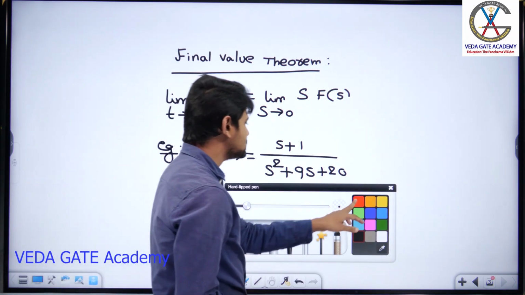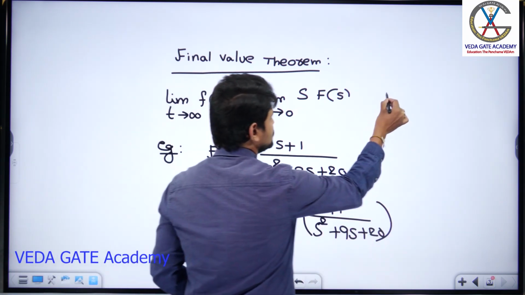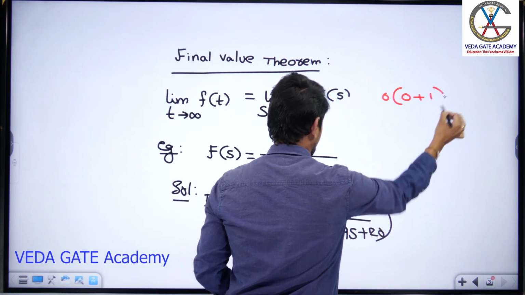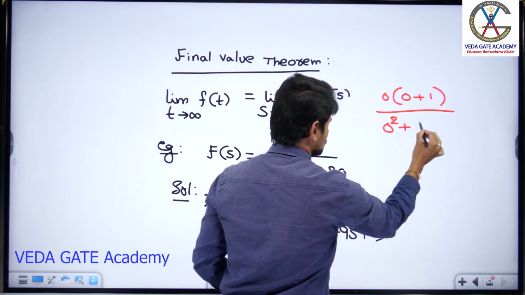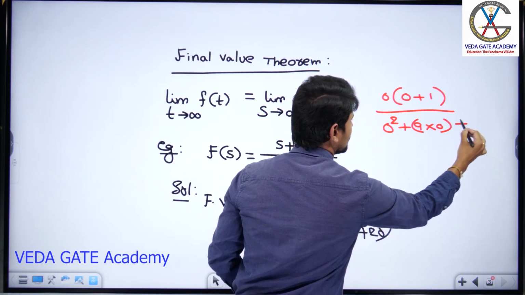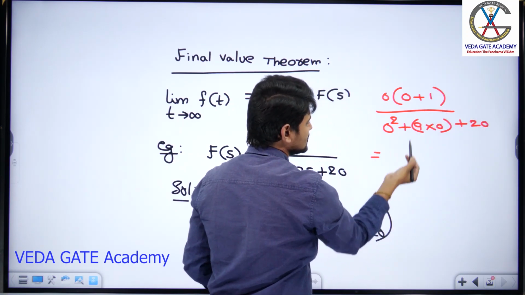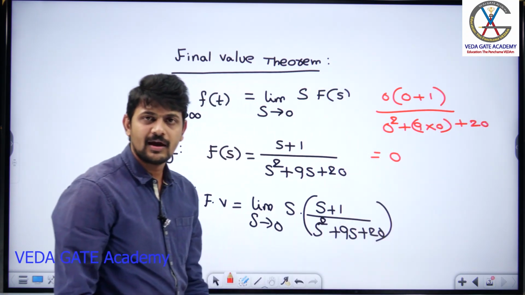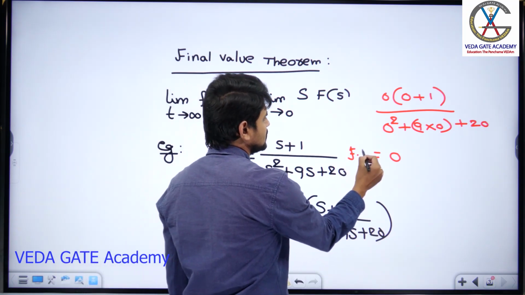Now if you directly replace s with 0, how much are you going to get? 0 into (0 plus 1) divided by (0 square plus 9 into 0 plus 20). Am I correct or not? Right? 0 into something. There is no need of doing this entire thing. In a single answer, I can say the final value for this function is 0.